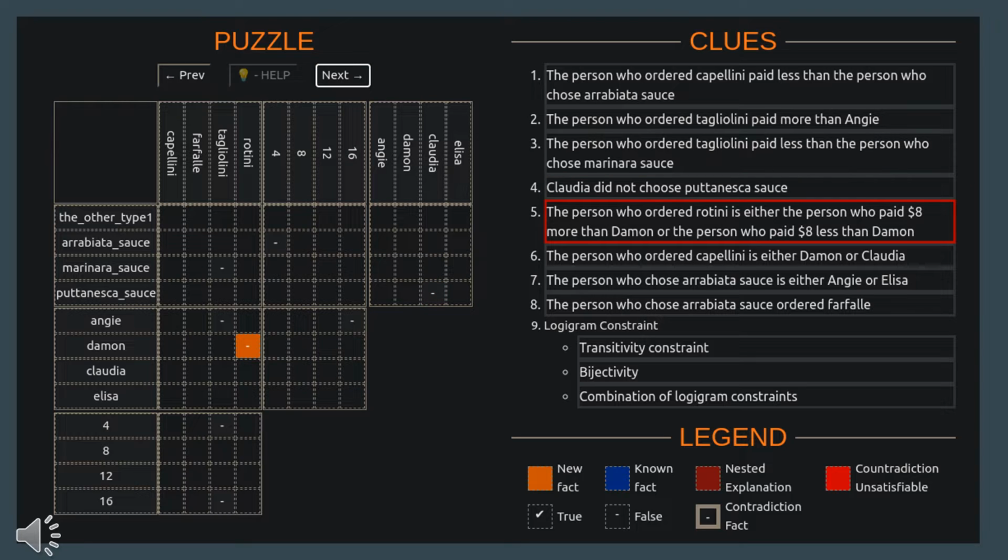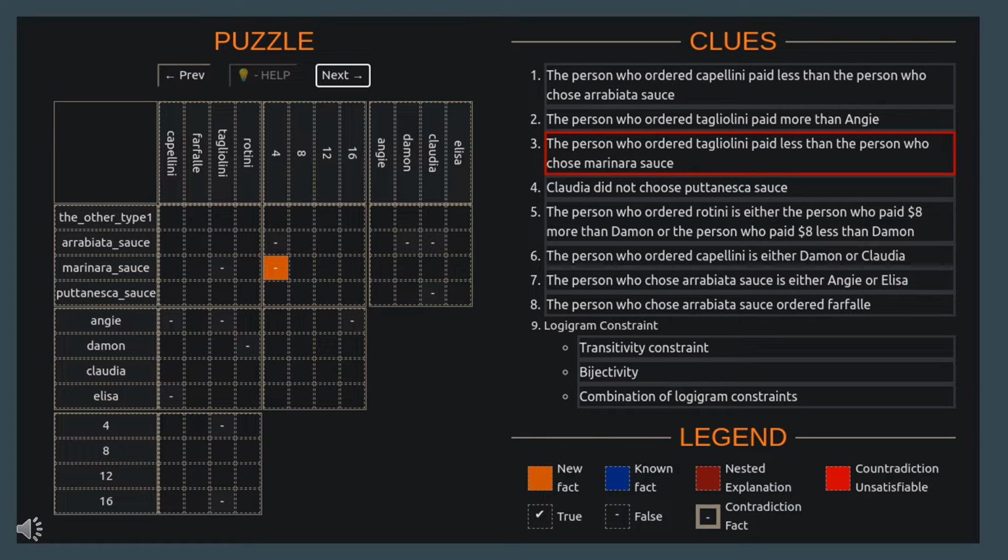Clue 6 is also straightforward. Angie and Elisa both did not order capellini. Same with clue 7. Damon and Claudia both did not order arrabbiata sauce.